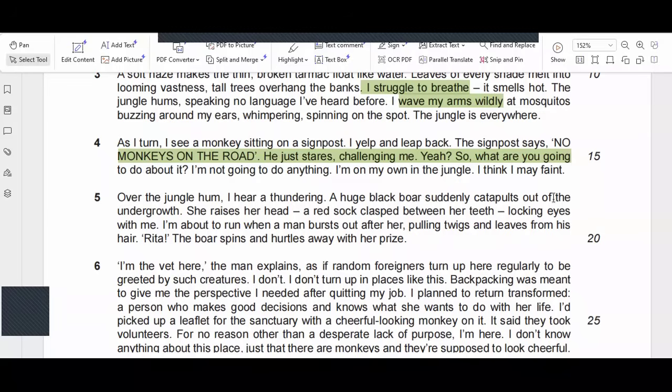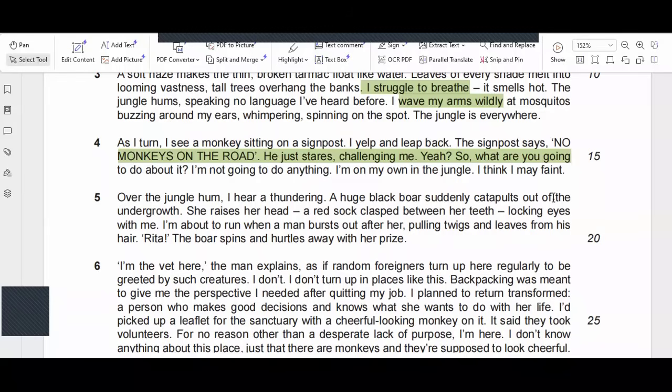So the paragraph is basically saying, or over here the narrator is narrating, that as soon as she turned around, she notices a very small creature sitting on a wooden pole with a signboard attached. And she screamed in surprise and quickly jumped backwards. The board has a message telling these animals to stay away from the pathway, the animal which was sitting right on top of the signpost. But that little creature, the monkey, simply looks at the narrator as if the monkey is daring her to react, like saying, "Really, what can you do now? I'm sitting over here, I'm all on my own."